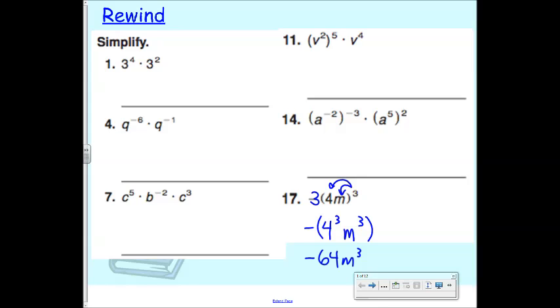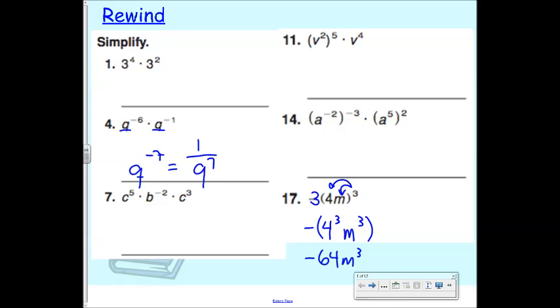All right, and then with number 4, what do you do for number 4? Add them together? How come? Because it's a multiplication problem, and the bases are what? The same. So if you add together -6 and -1, what do you get? So it'd be q to the -7th, only I can't leave it like that, so what do I get? 1 over q to the 7th.